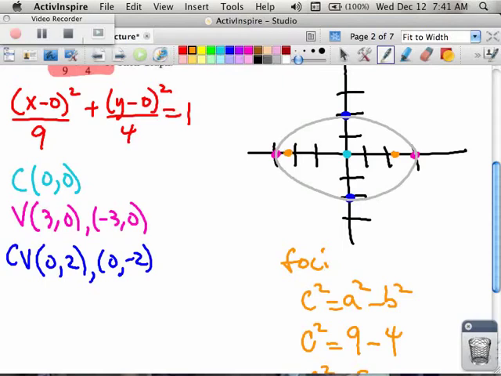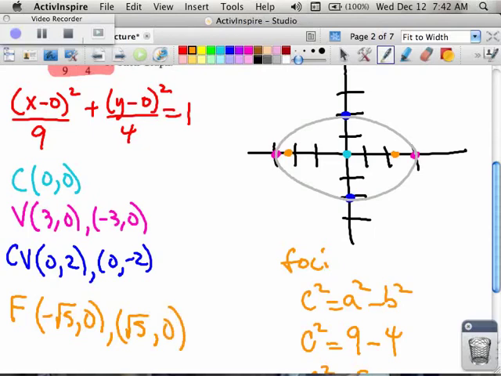And if I were to write the coordinates of my foci, from my center, I'm going to go to the left the square root of 5, which is negative radical 5, but I'm not going to go up or down. And I'm also going to go to the right the square root of 5 from my center, which is in the x direction, and not go up or down.